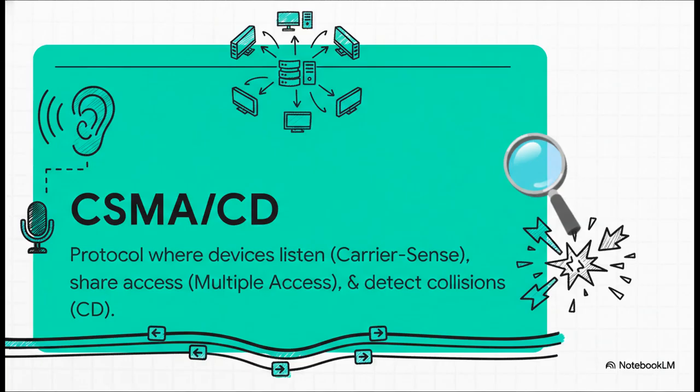Now, this whole dinner party etiquette has a fancy technical name, Carrier Sense Multiple Access with Collision Detection, or just CSMA/CD for short. And if you break down the name, it tells you the whole story. Carrier Sense just means it listens first. Multiple access means, hey, everybody gets to use the wire. And the real magic, collision detection, means it knows what to do when two computers inevitably talk over each other.